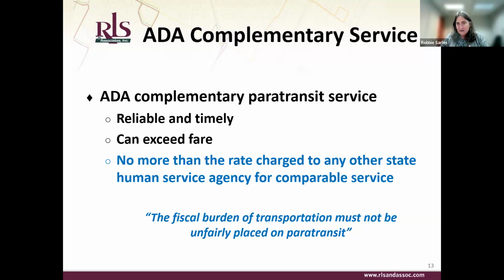So I think that it's pretty clear that they understand a little bit about what's going on with sharing, a little bit of understanding of what those concerns were. And I also put this statement in quotes here at the bottom of the slide, and this is their word. It says, the fiscal burden of transportation must not be unfairly placed on paratransit. And in this phrase, they really mean complementary paratransit. So it really depends on how the services are provided. If it's an individual, that's one thing, but if you're providing those services under a contract, then it would be the lowest contract fare that you could charge. Okay.